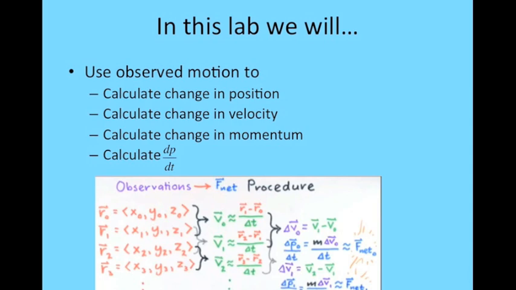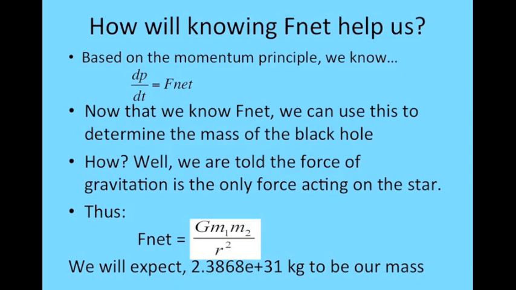Then, we will use all the different momentum points, which were previously calculated, to determine the change in momentum, as displayed visually in this picture. We will then use our understanding of the momentum principle, the concept that change in momentum with respect to time is equivalent to the net forces acting on an object, to determine the sum of all the forces acting on the star. Once Fnet has been determined in this manner, we can begin to understand how we will calculate the mass of the black hole.